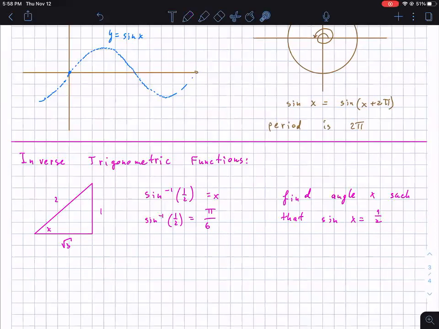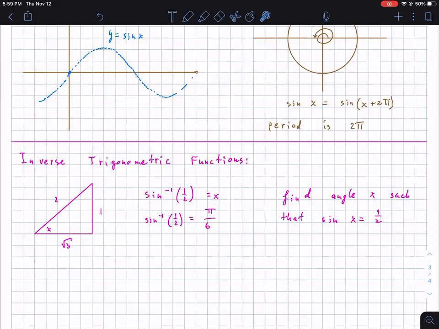Inverse trigonometric functions is essentially going in the opposite direction. What is a trigonometric function? Trigonometric functions are functions where given an angle, it gives you a ratio. Now imagine you go in the opposite direction. Given a ratio, you want to find the angle. And that's what the inverse trigonometric functions do. Does this make sense to people?